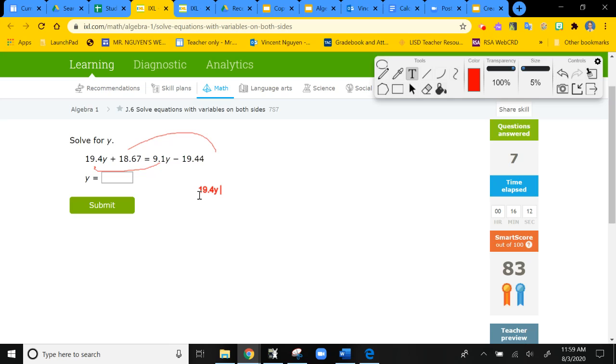19.4y minus 9.1y equals negative 19.44, right? Why negative? Because there's a negative in front of it right here. And then when I'm moving this 18 back over here, it becomes negative also. So minus 18.67. I'm going to type all of this into my calculator and see what it's going to give me.